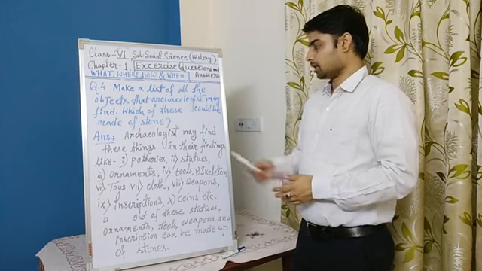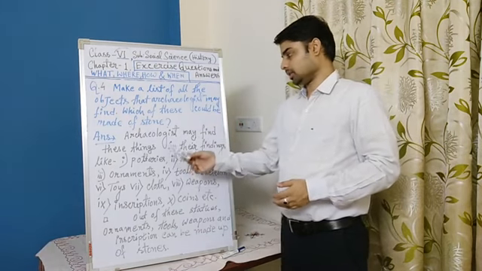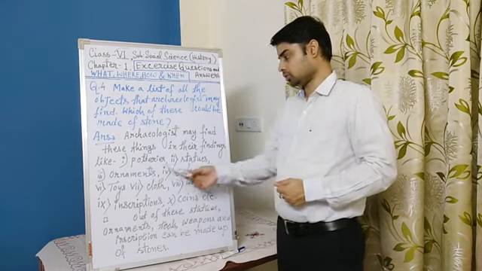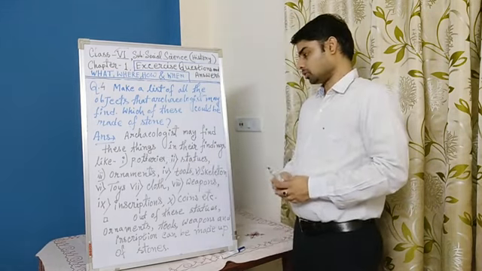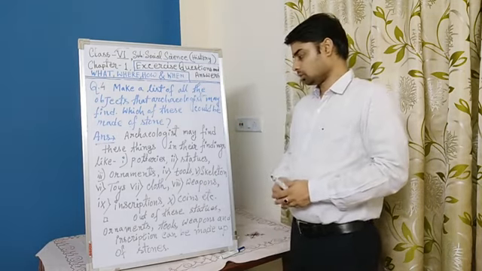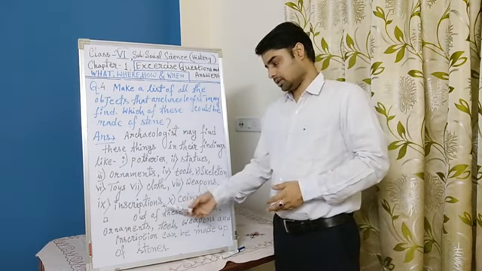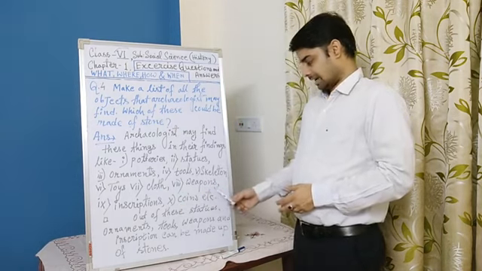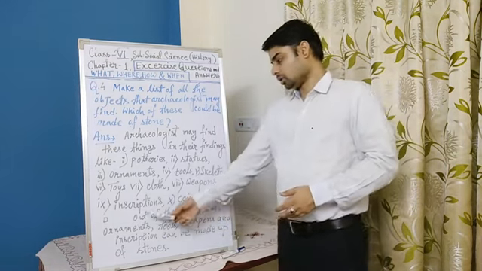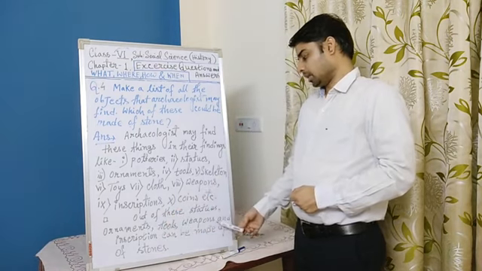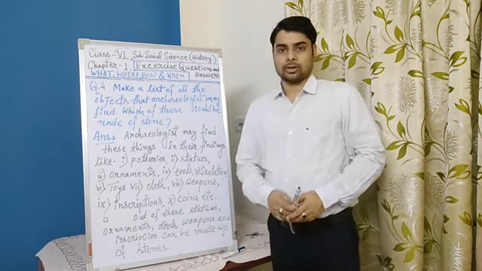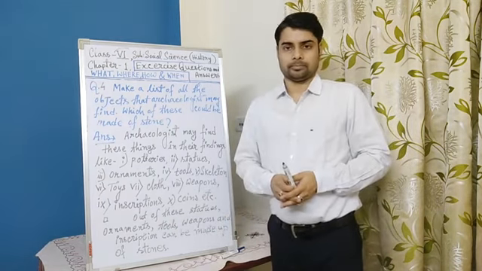I repeat again that archaeologists may find these things in their findings like number 1 potteries, number 2 statues, number 3 ornaments, number 4 tools, number 5 skeleton, number 6 toys, number 7 cloth, number 8 weapons, number 9 inscriptions, number 10 coins, etc. Change the paragraph with a bullet. And out of these, statues, ornaments, tools, weapons and inscriptions can be made up of stones. This is the answer of question number 4.